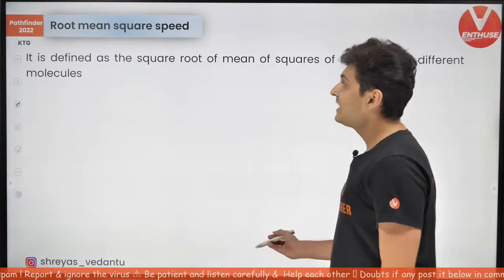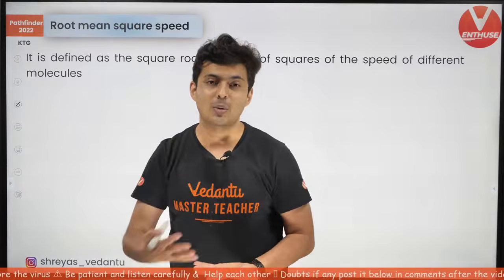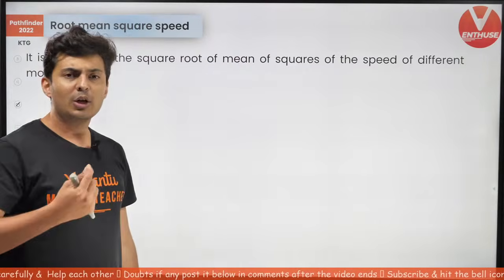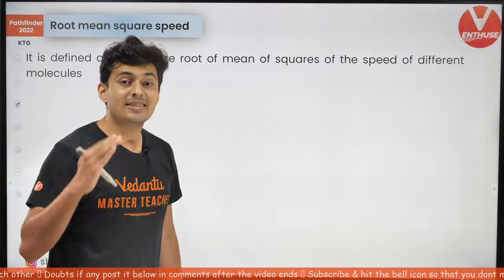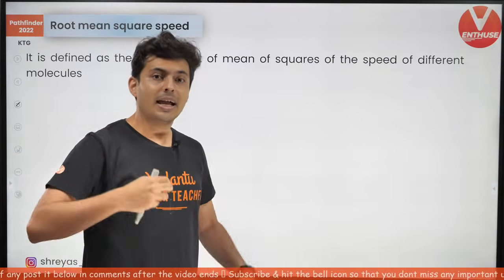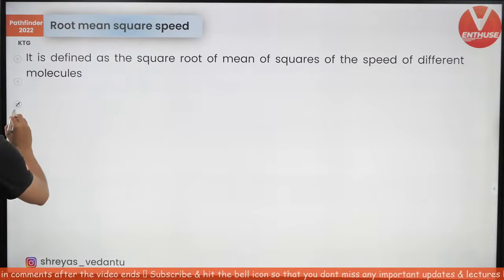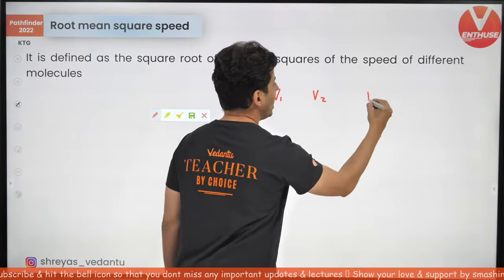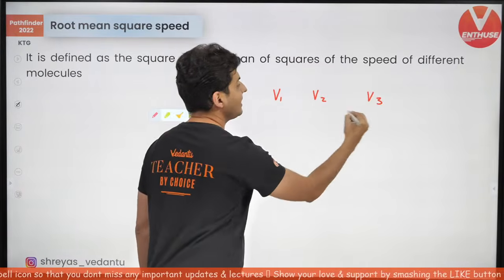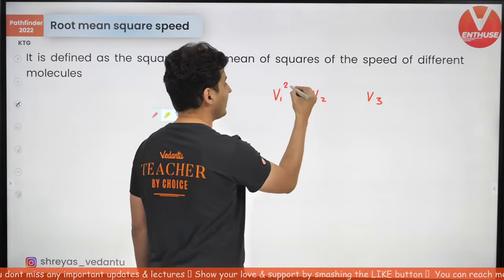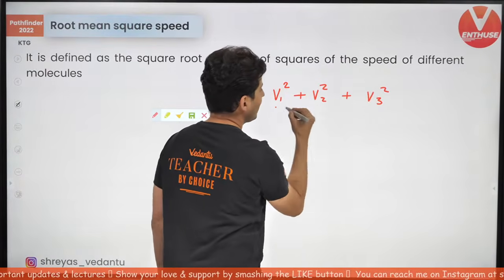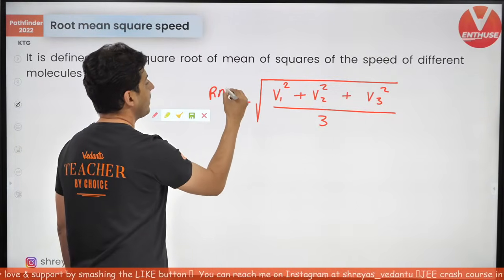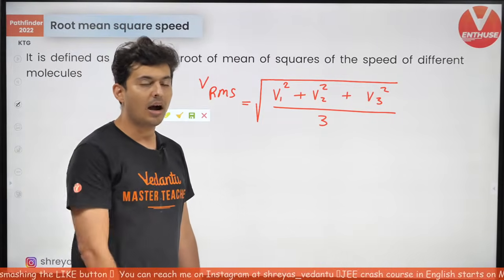Root mean square is the root of the mean of the squares. Simply put, if I have one molecule with a certain speed, another molecule with some other speed, just square their speeds and take their average and then just take the root finally. What it looks like is something like this. If I have one molecule with speed V1, another with speed V2, another with speed V3, the average will be just adding them and dividing by 3. Root mean square means square their speeds, add them, take the average of the squares and then take the root of it. This is called the RMS velocity.